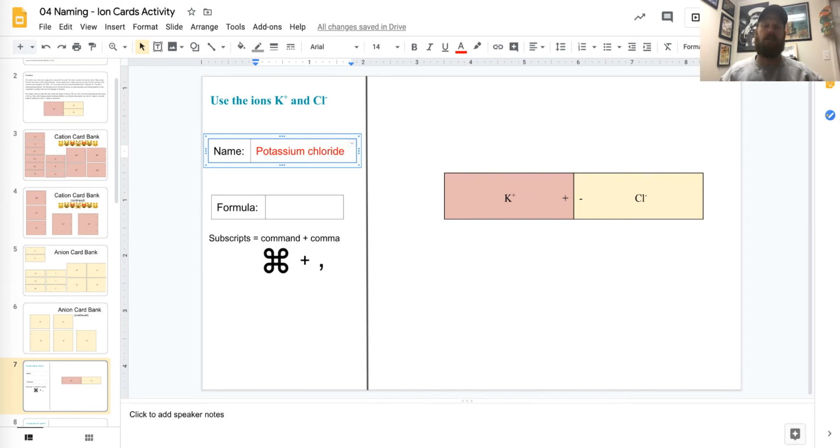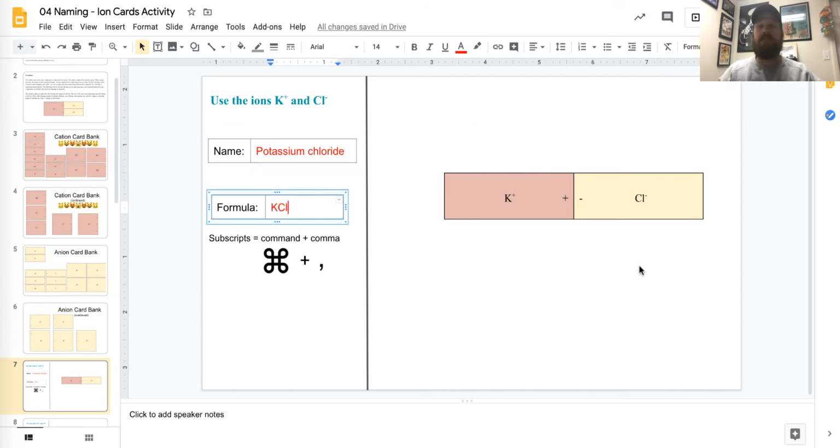The name of this substance is potassium chloride. Now, to figure out the formula, you just have to count how many ions you have. I needed one potassium card and one chloride card. So to make a formula of potassium chloride, I need 1K and 1Cl. When you write a formula, you use subscripts to indicate how many of that atom you need. When the subscript is a 1, you don't write it. Since I only need 1K and 1Cl, the formula is KCl.